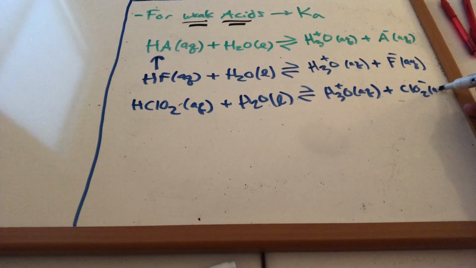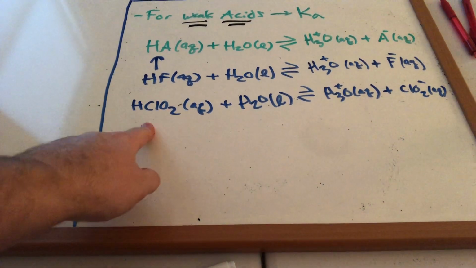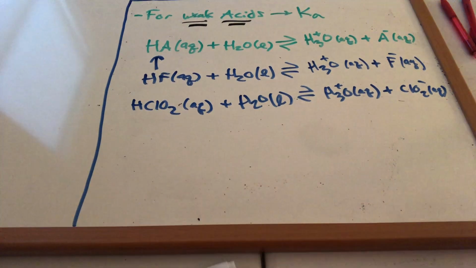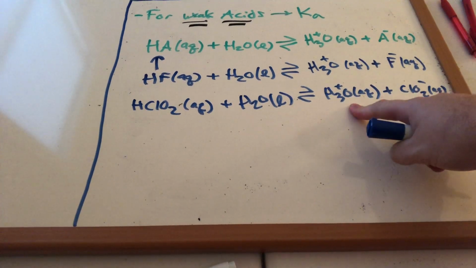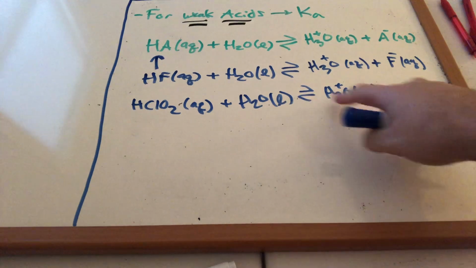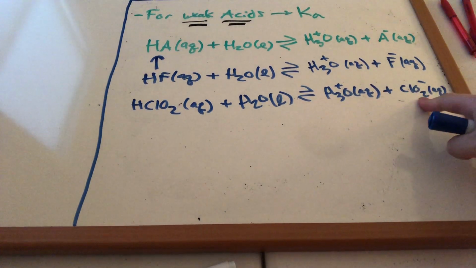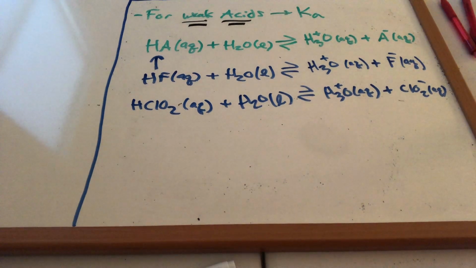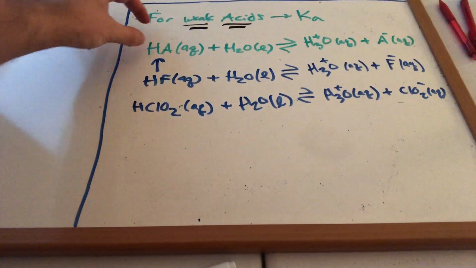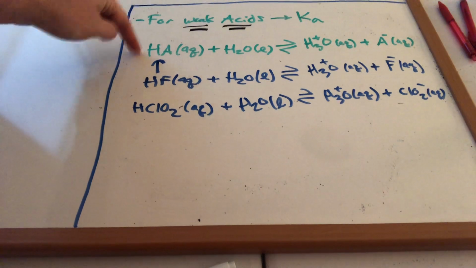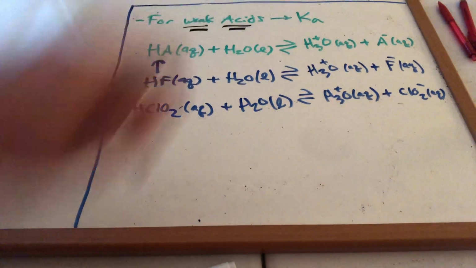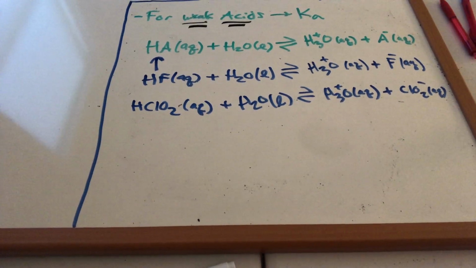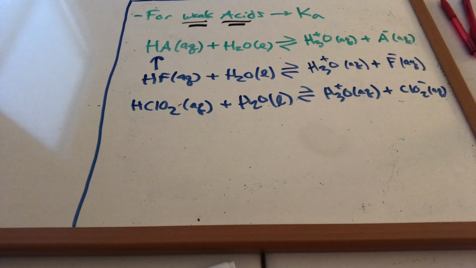ClO2 minus. Acid plus water gives me hydronium, which is the conjugate acid, right? Your base plus an H plus is the conjugate acid, and the conjugate base is your original acid minus an H plus, right? So hopefully you can see with these two examples what this means. And it's the same for any weak acid where you'll be given a Ka, okay? This is how we write the chemistry. This is the first step that we need to then go on and do the math associated with these problems.